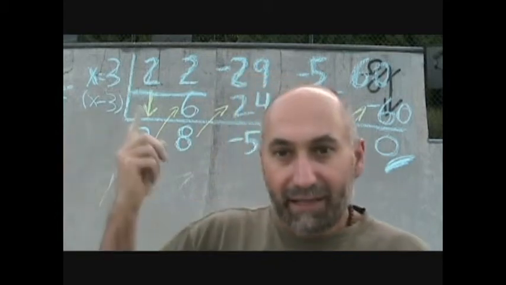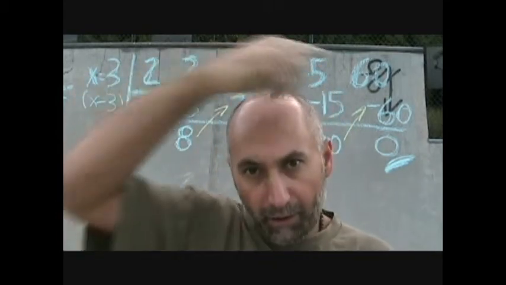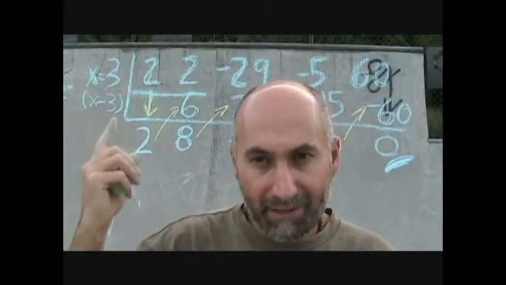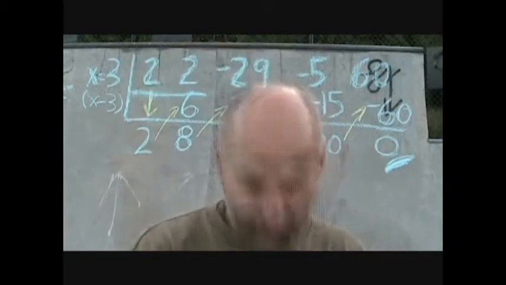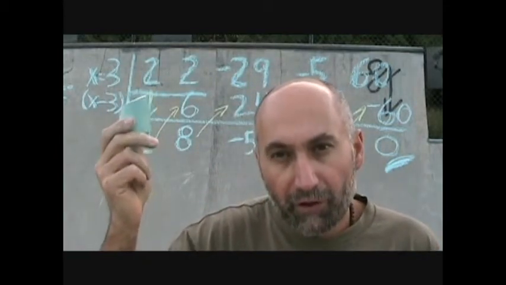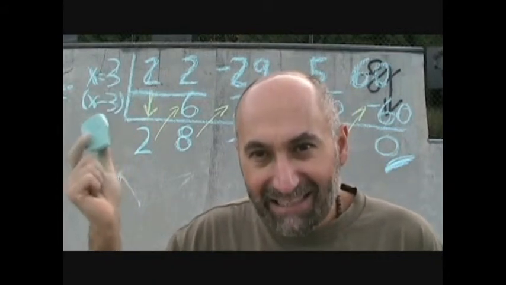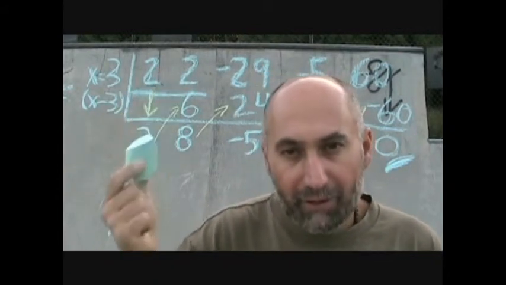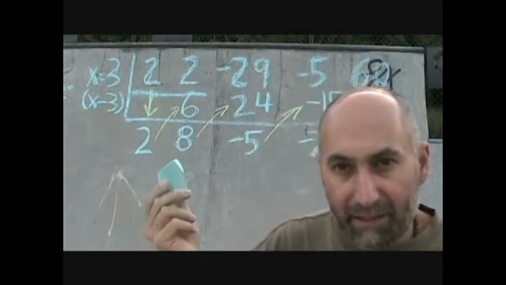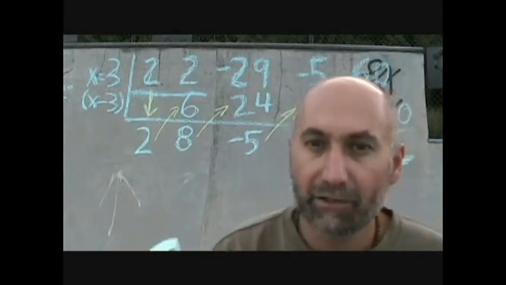This guy is a factor of our original polynomial. So x minus 3 is a factor of the original polynomial. And our original polynomial started off with x to the power of 4, right? So we just divided out an x term from a polynomial that's x to the power of 4. That means our answer down here is now x to the power of 3.